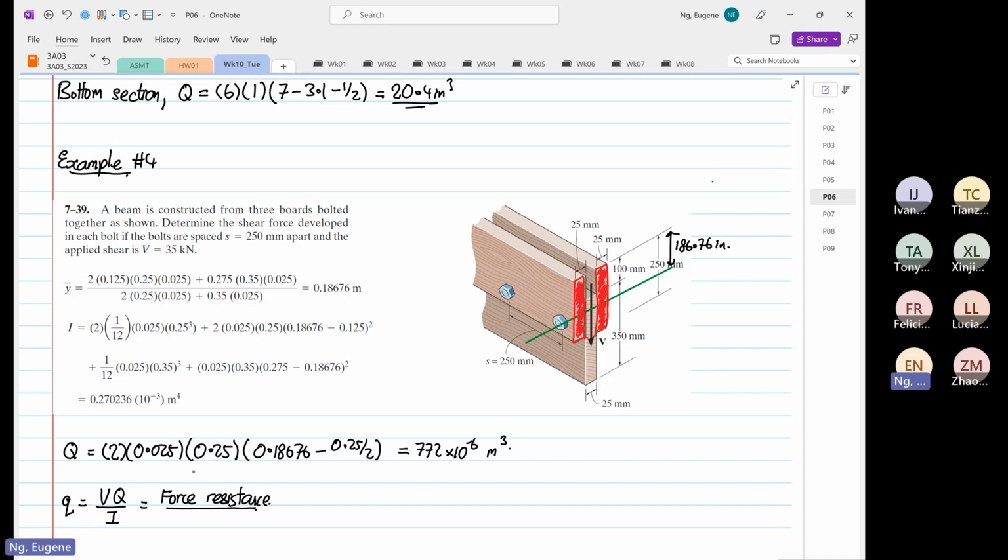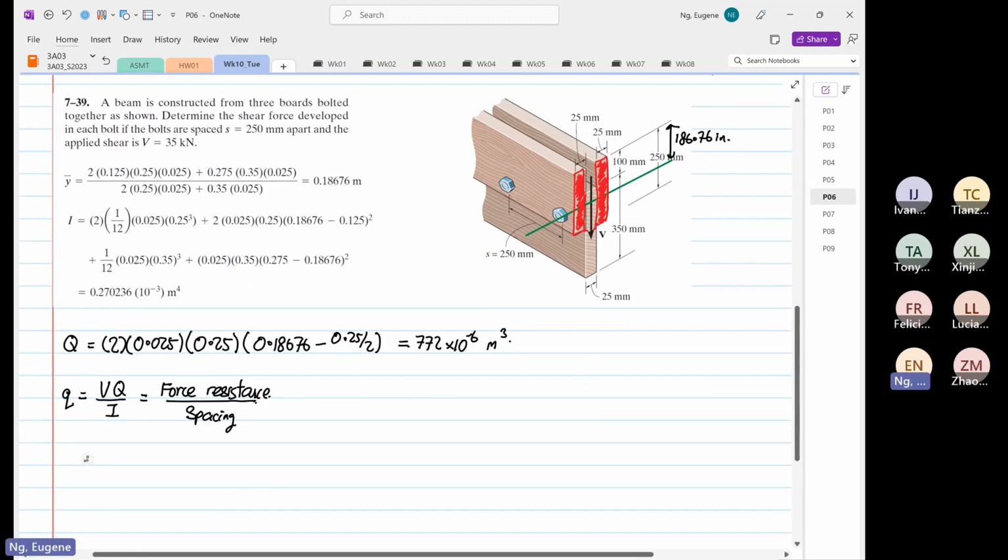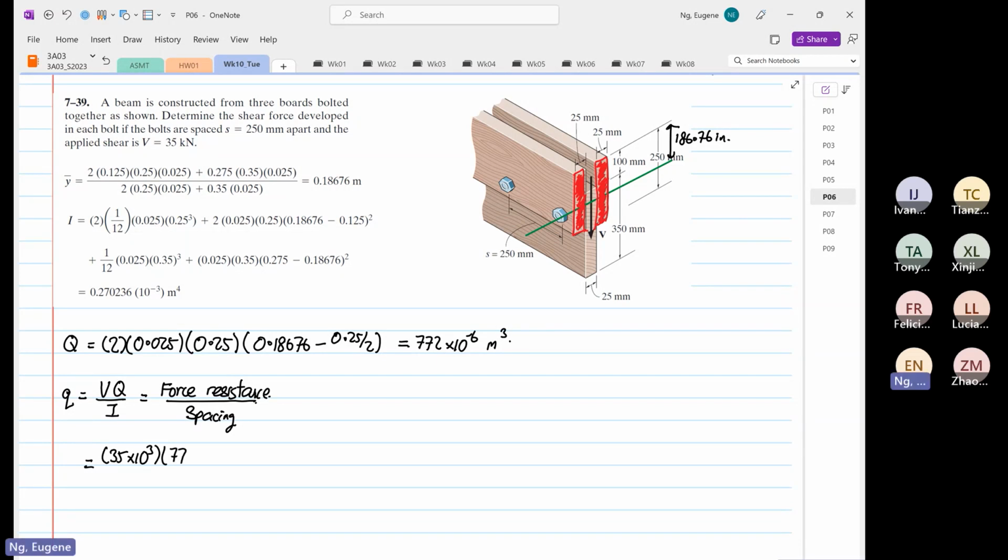Divide by spacing. Okay, so we know that V over here is 35 times 10 to the power 3, 772 times 10 to the power minus 6, divided by I. So I, you can see, is given down there, 0.270236 times 10 to the power minus 3, equal to force resistance.